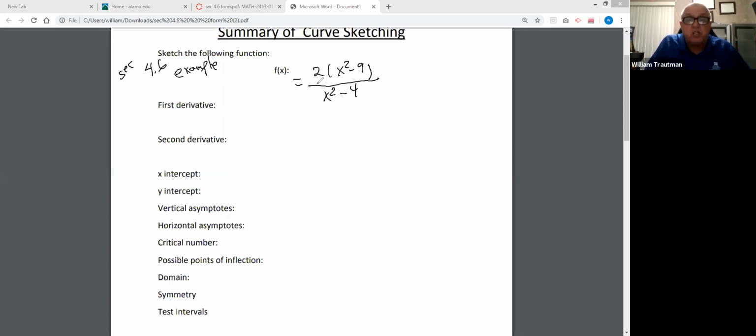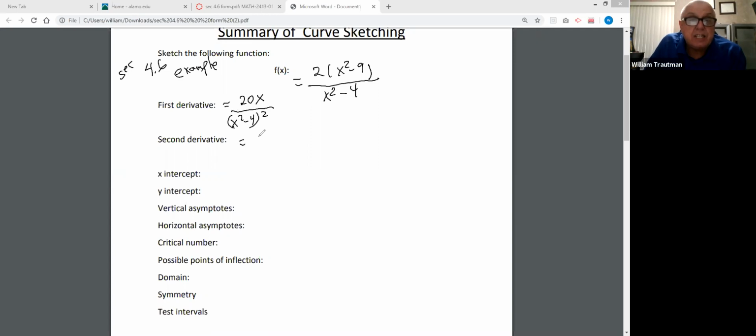So here's our function. Now, once again, you have to use the quotient rule to take this first derivative. I'm not going to go ahead and do that. I really do recommend that you do the derivative and see if you get the same thing that the book has. This is the first derivative from the book. So that's the first derivative.